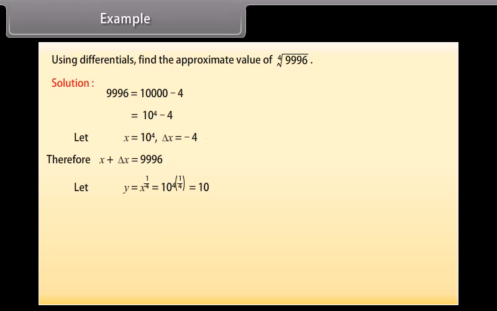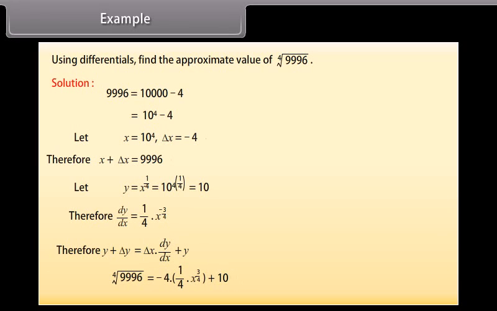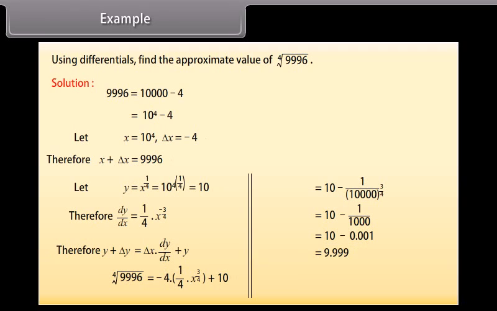Let y be equal to x raised to the power 1 by 4, equals 10 raised to the power 4 into 1 by 4, equals 10. Therefore, dy by dx equals 1 by 4 into x raised to the power minus 3 by 4. Therefore, y plus delta y equals delta x into dy by dx plus y. Fourth root of 9996 equals minus 4 into 1 by 4 into x raised to the power minus 3 by 4, plus 10, equals 10 minus 1 by 10,000 raised to the power 3 by 4, equals 10 minus 1 by 1,000, which is equal to 10 minus 0.001 equals 9.999. The approximate value of the fourth root of 9996 equals 9.999.